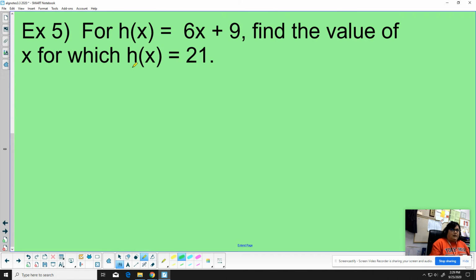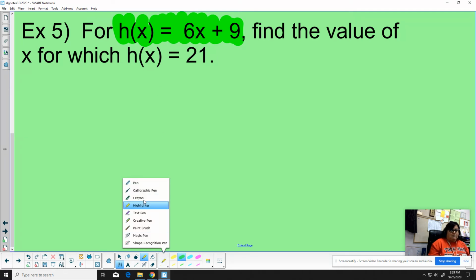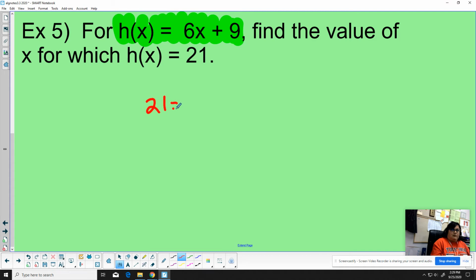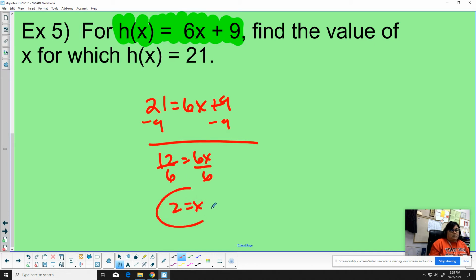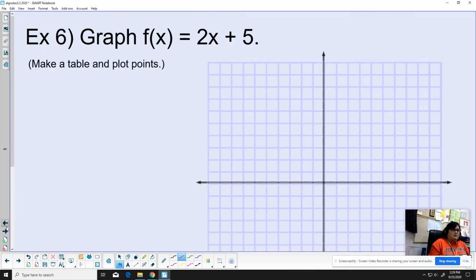Okay, so you try this one. Here's your function, h of x equals 6x plus 9. This says you're taking the h of x out and you're putting 21 in its place. So 21 equals 6x plus 9. I subtract 9 and divide by 6, so my answer is 2. If it wanted me to put the 21 right here, it would have said h of 21, and then I would have plugged the 21 in, 6 times 21 plus 9. But that's not what it asked me for. It asked me to take the 21 and put it in here for h of x. I hope you see the difference.